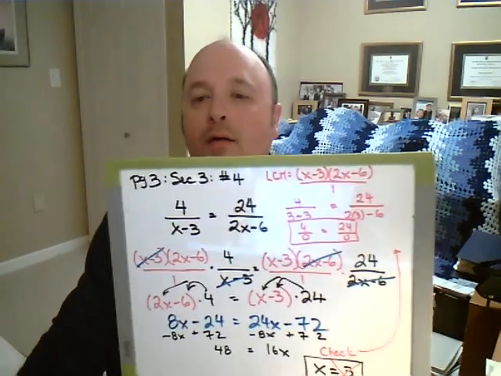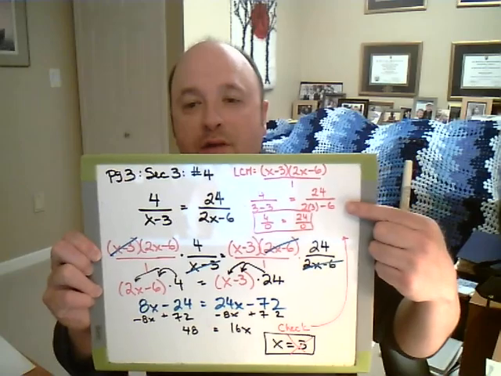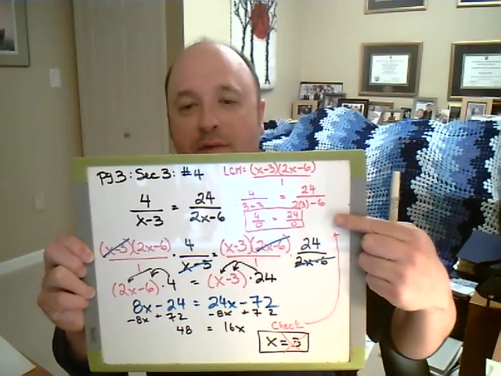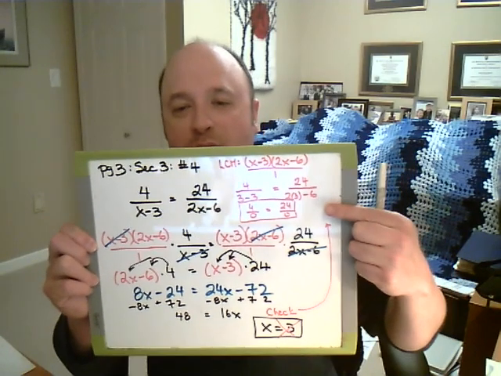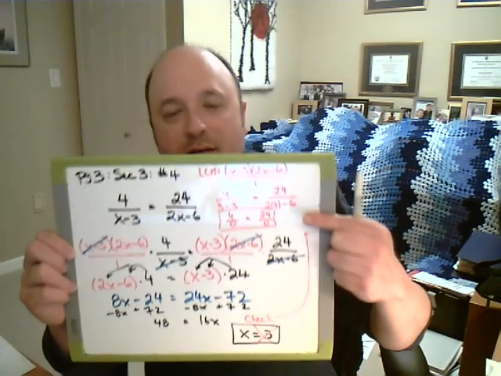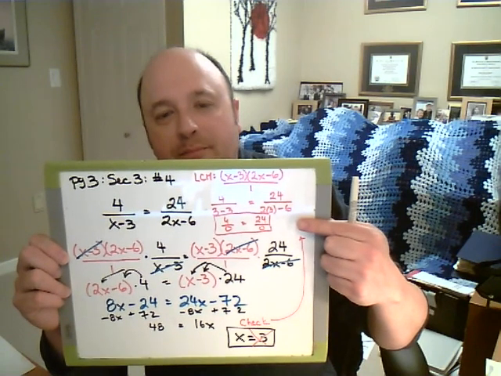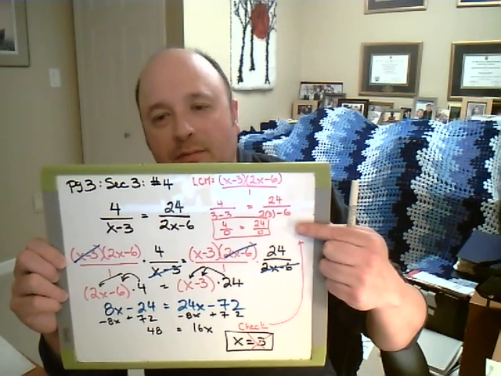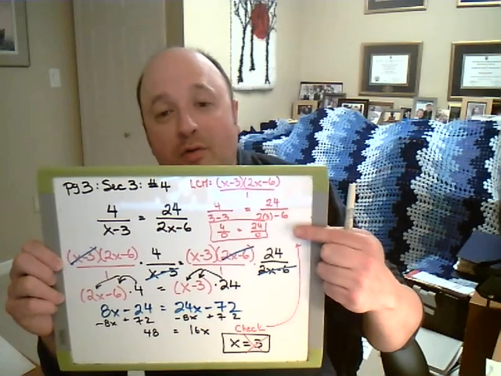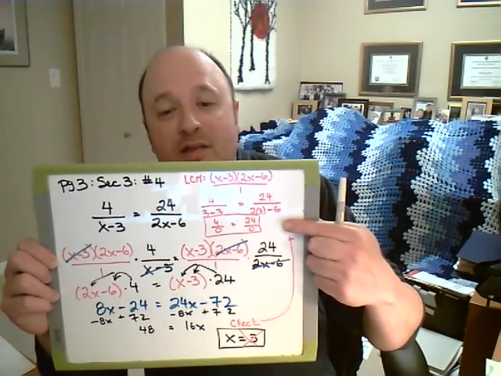Alright, the check is over here. I plugged in 3 for the slots for x, and I wind up getting 4 divided by 0 is equal to 24 divided by 0. At first glance, that looks like it might be correct. But the fact that we're dividing by 0 is a priority over whether an undefined equals an undefined, so we have to say that that's a bad answer.